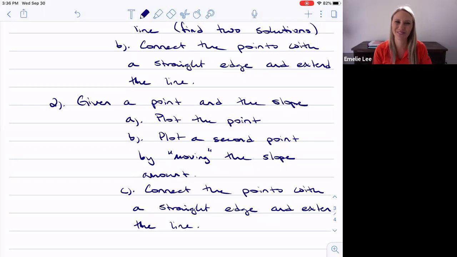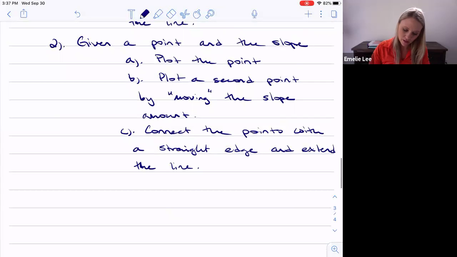Cheating. When we talk about kind of moving the slope amount, there are some things that we... self-plagiarism. Yeah.